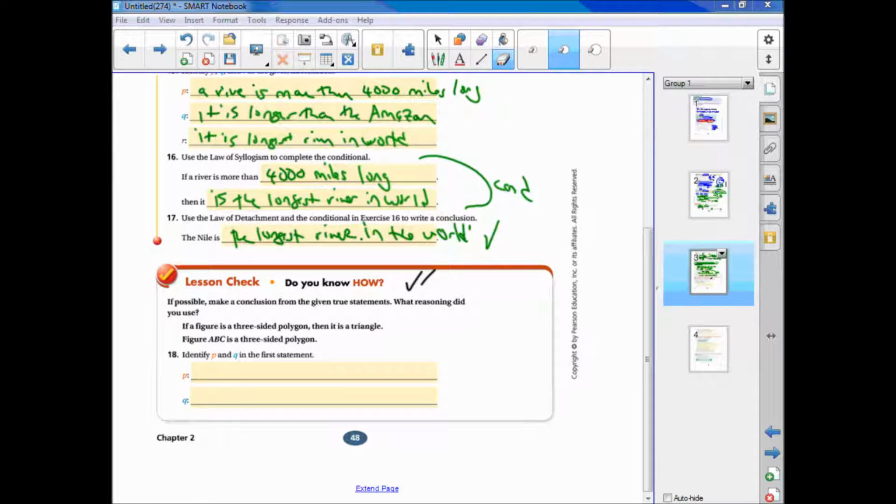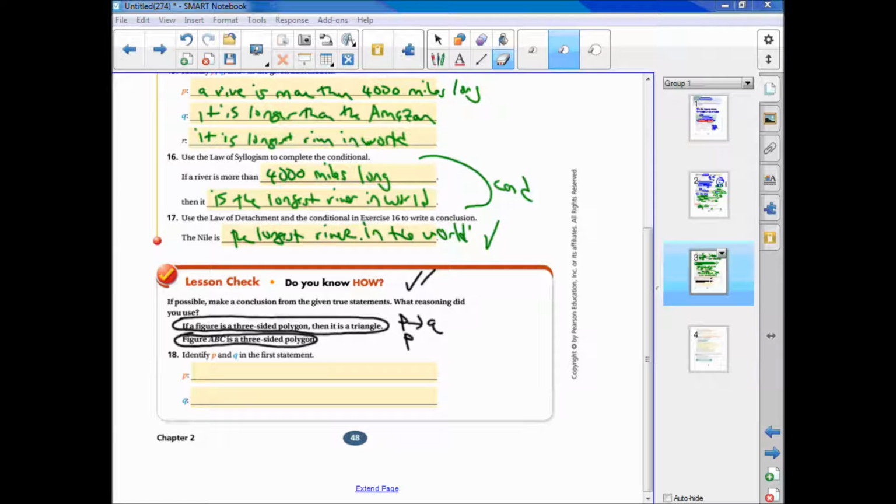Okay, so if possible, make a conclusion from the given statements. What reasoning did you use? So, if a figure is a three-sided polygon, then it is a triangle. So this is a conditional statement. This is a P implies Q statement. And then we have figure ABC is a three-sided polygon. That's not a conditional statement. However, this statement matches the hypothesis of our other conditional statement. So we have a P statement again. All right, so this looks like the law of detachment because our Q fell off. It got detached from it, the second statement.